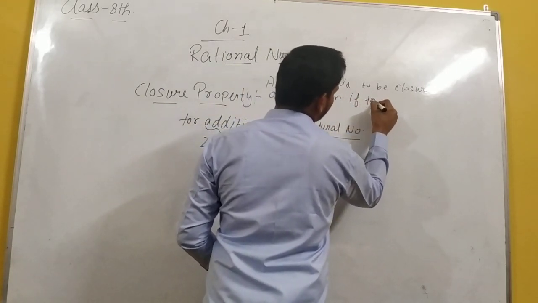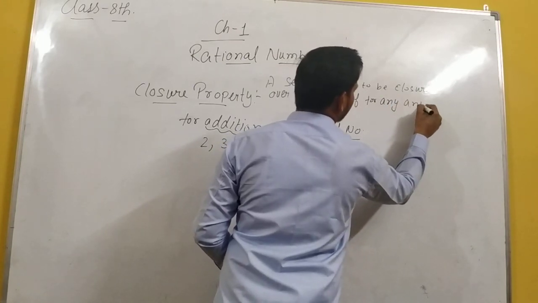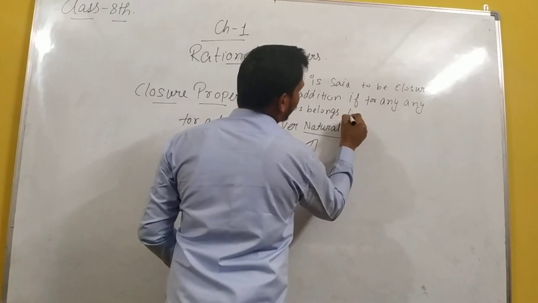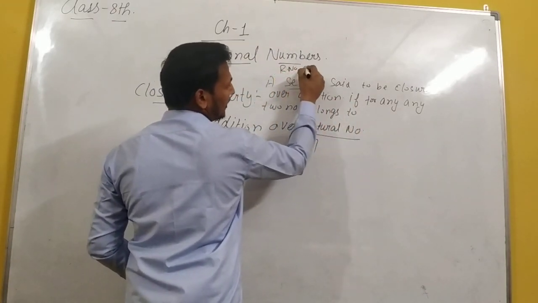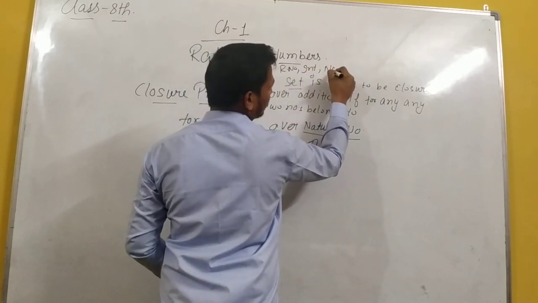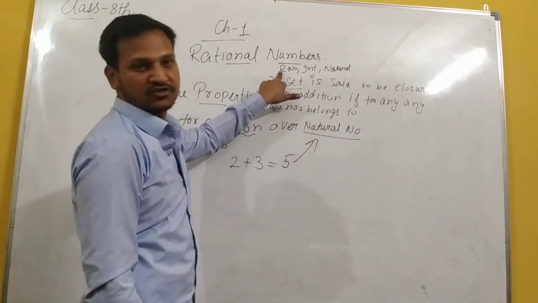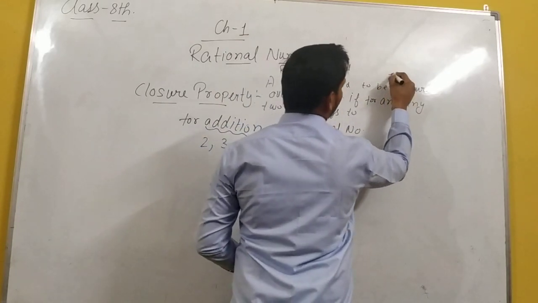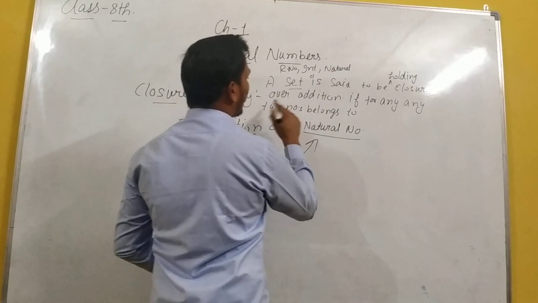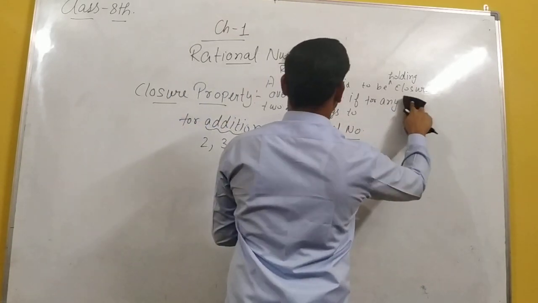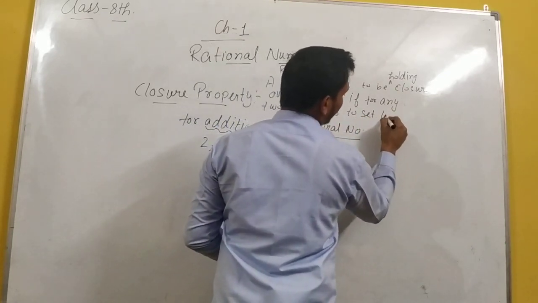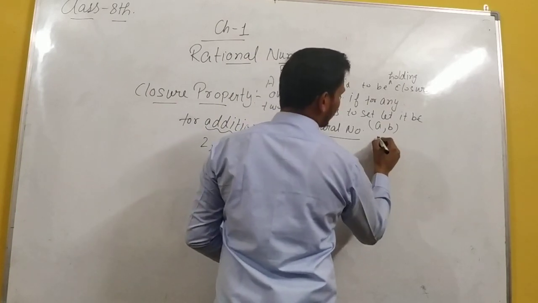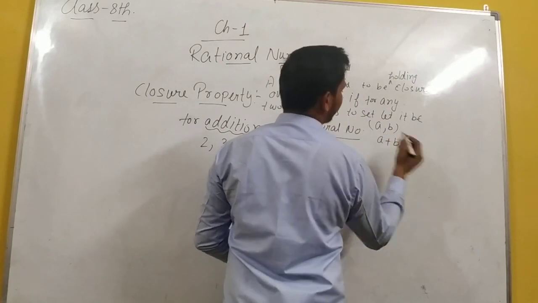A set is said to be holding the closure property over addition if for any two numbers belonging to that set, let them be A and B, A plus B also belongs to the same set. The set can be anything: rational numbers, integers, natural numbers.